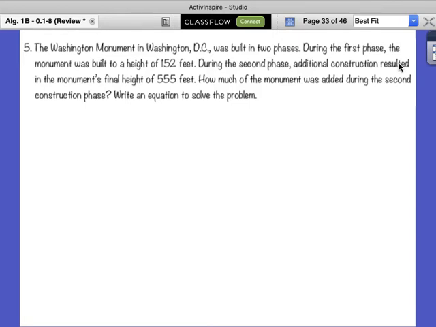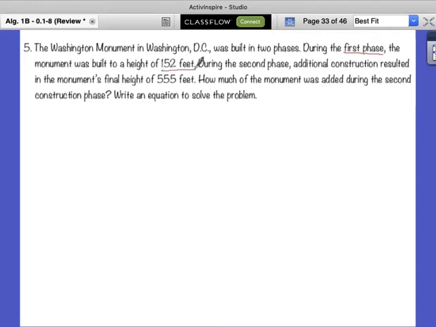Now here's something I like to do with word problems: I like to go through and underline key information. So raise your hand if you think you know something in this word problem that might be key information. Emily. During the first phase, it was built. Okay? Underline first phase and then underline 152.